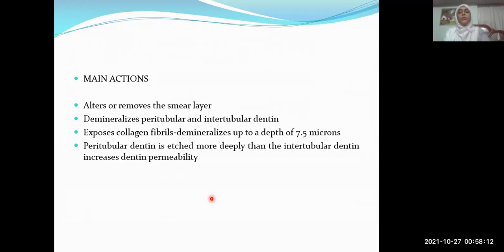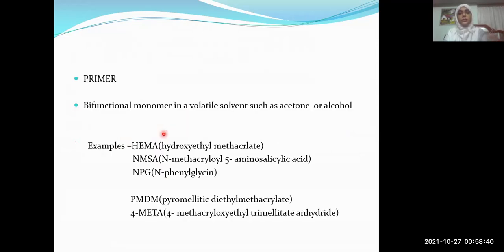The main action of this conditioner or etchant is that it removes the smear layer, demineralizes the peritubular and intertubular dentin, exposes the collagen fibrils, and demineralizes up to a depth of 7.5 microns. If you see, the peritubular dentin is etched more when compared to the intertubular dentin, and thereby the dentin permeability is increased. So basically, it removes the smear layer and demineralizes the dentin.